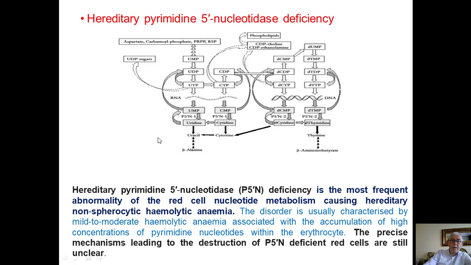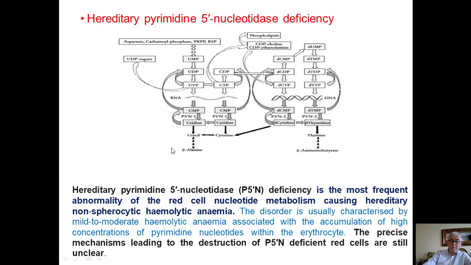Another problem is related to pyrimidine metabolism: hereditary pyrimidine 5' nucleotidase deficiency. As I told you, this enzyme, pyrimidine 5' nucleotidase, is able to use all monophosphate forms of nucleotides, even some chemicals. But in hereditary pyrimidine 5' nucleotidase deficiency, the enzyme's specific substrates are only pyrimidine nucleotides.